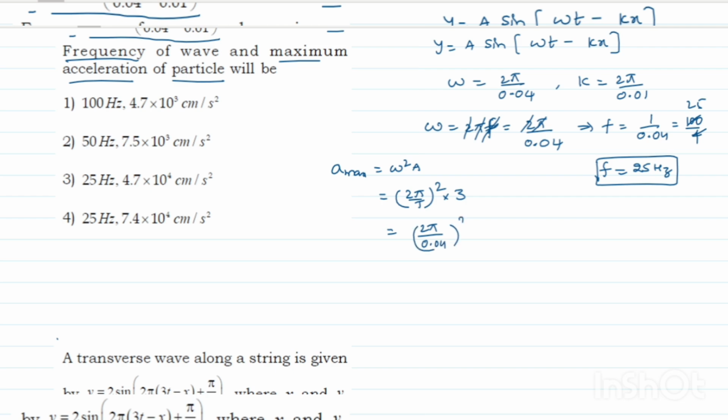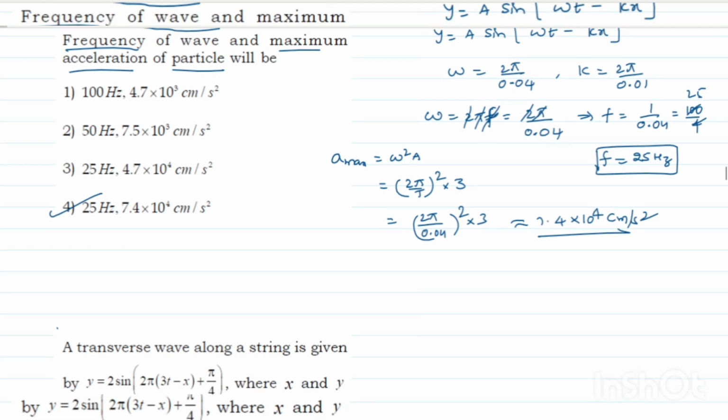This is whole square, you can take into 3. Then when you simplify this equation, you will be getting nearly 7.394, which is nothing but 7.4 you can take. 7.4 into 10 power 4 centimeter per second square. It's approximately 7.4 into 10 power 4 centimeter per second square. So frequency is 25 Hz, and the maximum value is 7.4 into 10 power 4 centimeter per second square.